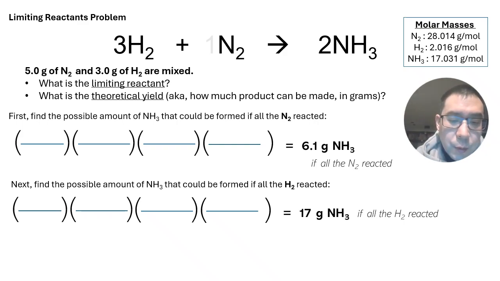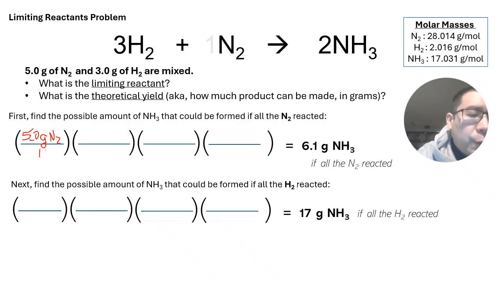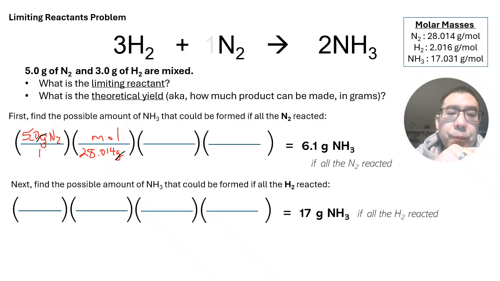Okay, so let's do the first one, which is nitrogen. If all the nitrogen reacted, well, we would take our 5.0 grams of nitrogen, and if we liked, we can put it over 1, and then we divide that by the molar mass. So we do divided by 28.014 grams per mole, and the grams and the grams cancel, right? And so now we have moles of N2.